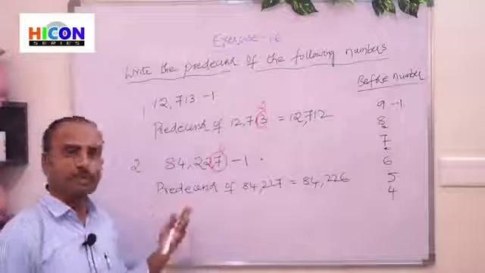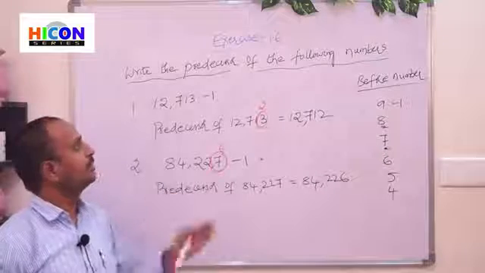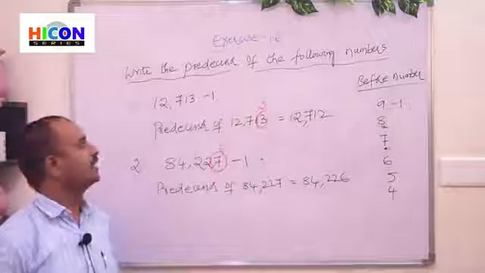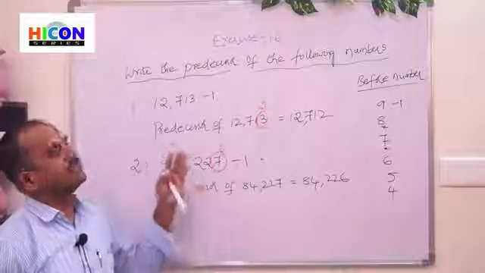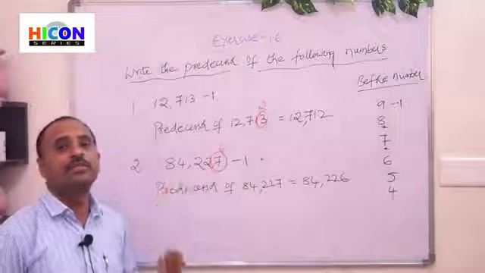So children, this is the way of how to write the predecessor for the given numbers. Successor is obtained by adding 1 to the given number, and predecessor is obtained by subtracting 1 from the given number. There are some more problems in this exercise, so practice those problems in the PDF given by your teacher.